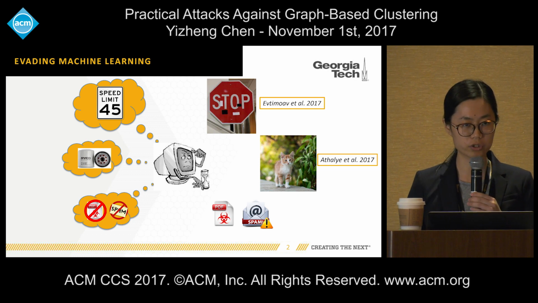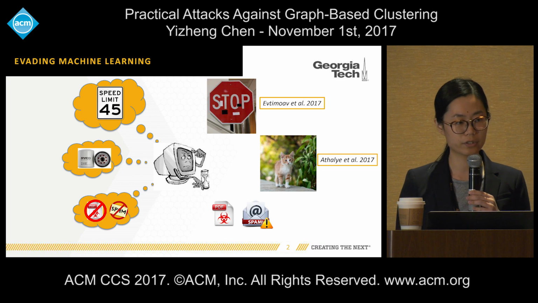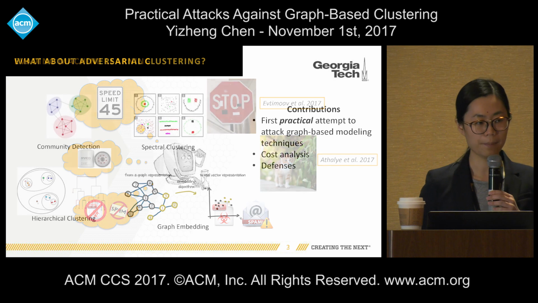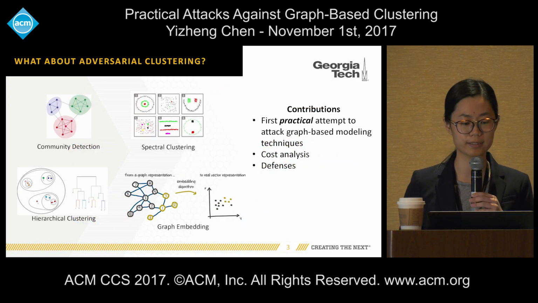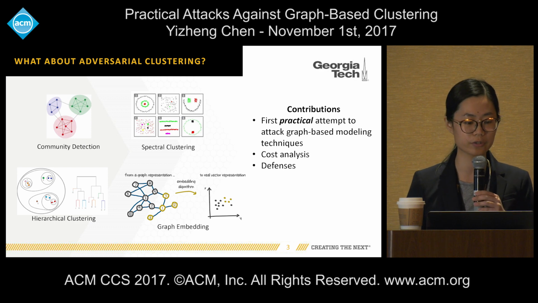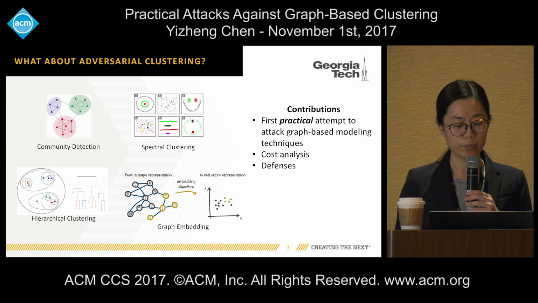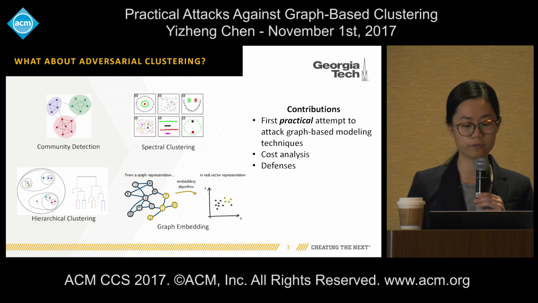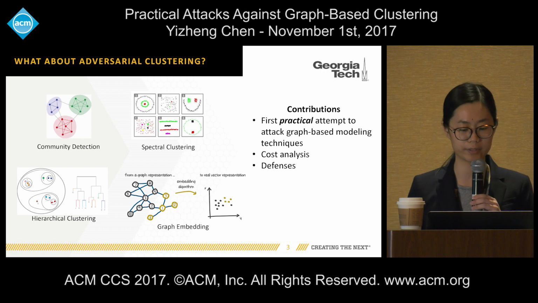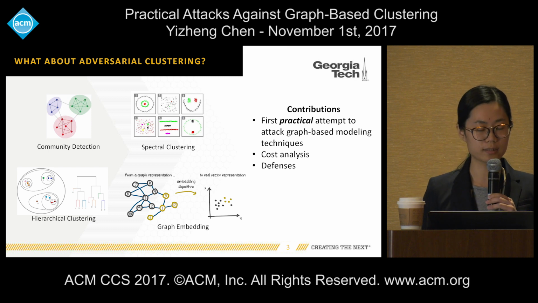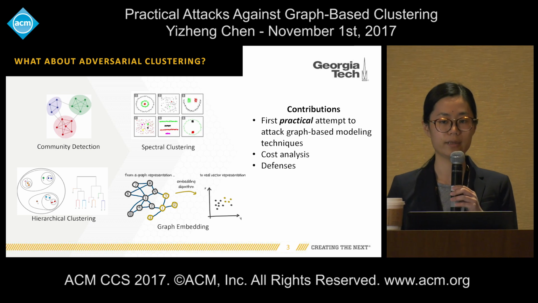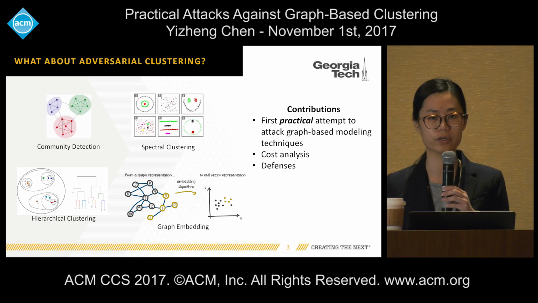Now, the majority of related work focused on adversarial analysis of classification. What about clustering? Many security data sets can be represented as graphs. By applying techniques such as community detection, spectral clustering, and hierarchical clustering, we can identify criminal network hosting infrastructure, detect malware downloading events, and discover malware families. In addition, newly devised graph embedding techniques can further improve upon the state of the art and help us build even more powerful security applications.